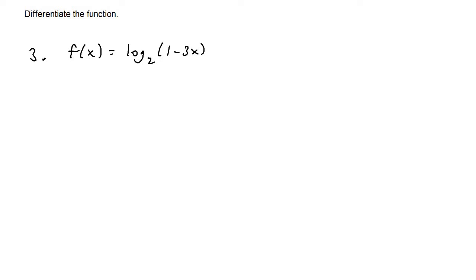Now for number 3, we have f of x equals log base 2 of 1 minus 3x. So once again, the formula for the derivative of log base a, where a is some constant, of some function u, is going to be equal to u prime over alna, or u prime over u times the natural log of a. So in this case, our a, or our base is 2, our u is going to be 1 minus 3x. So let's go ahead and use the formula.